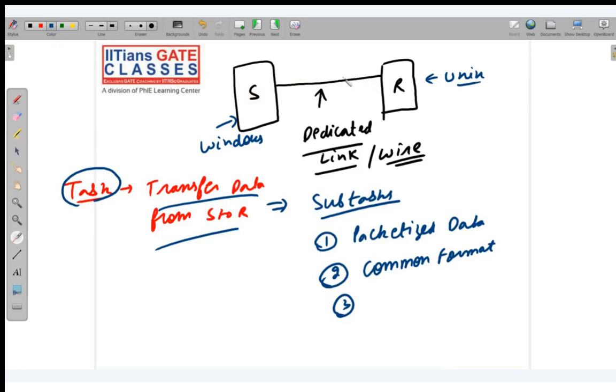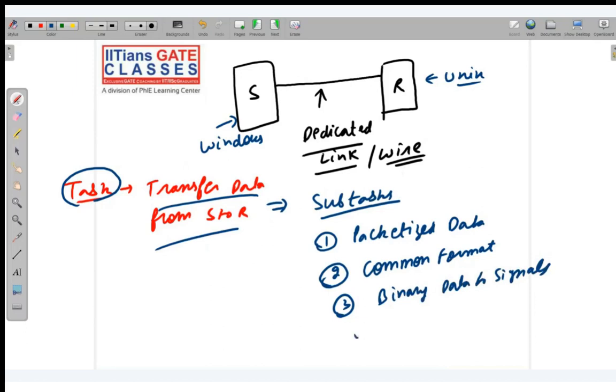So they should be converted into signals, more precisely electrical signals if we are transferring through wire. If we are transferring through optical fiber, then they should be converted into light signals and so on. So roughly we can say that your binary data should be converted into signals so that it can be transmitted. So the next subtask can be binary data to signals, so that it can be transferred through wires.